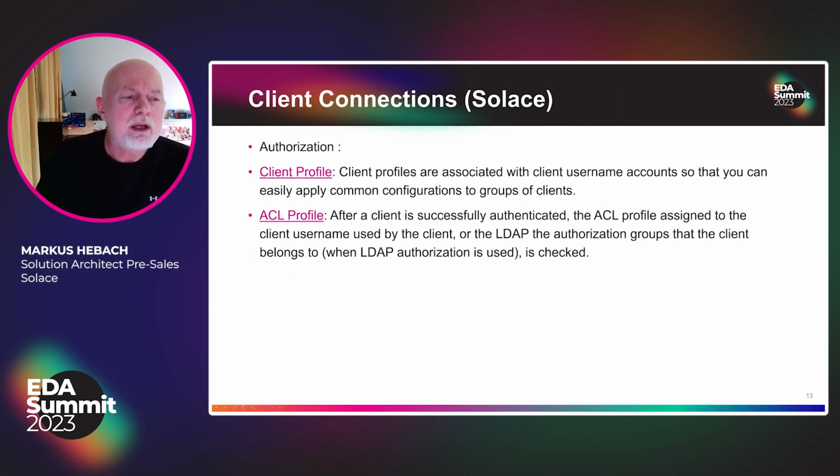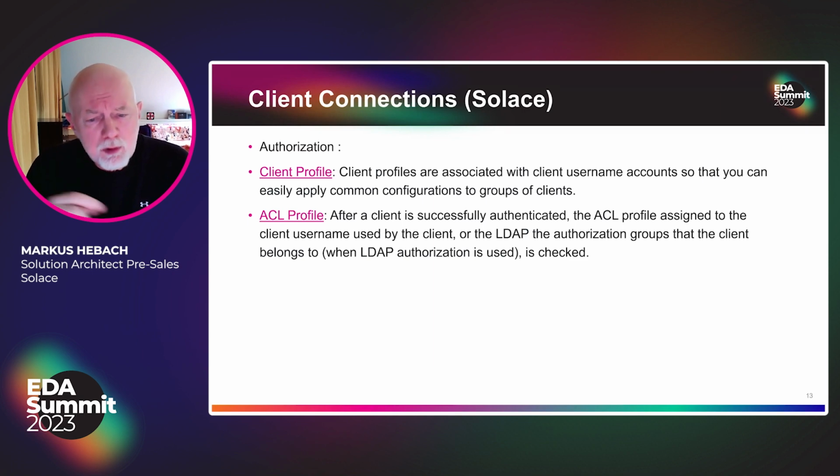So when we look at authorization, we have two elements in the broker, and that is applied after the authentication. So it's basically always the same. We have a client profile, which is associated with the client username, account, or any kind of token value inside your authentication token, which gives you rights like how many messages you can send per time, things like that, more technical values which are allowed for this entity.